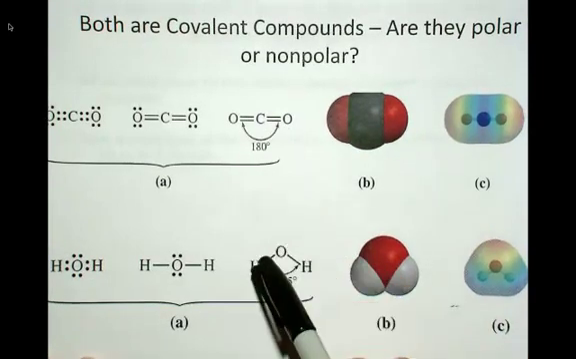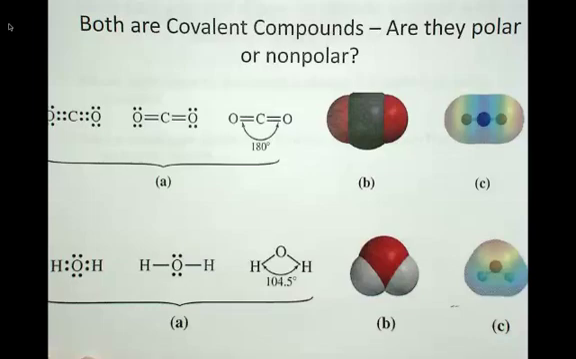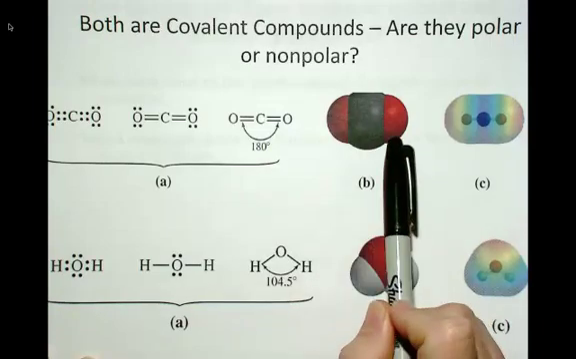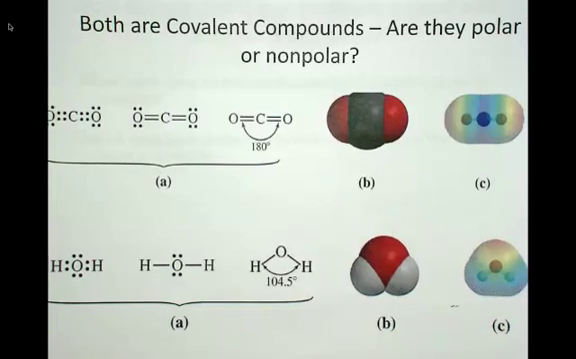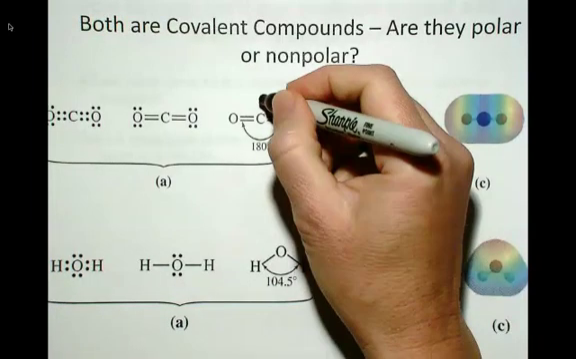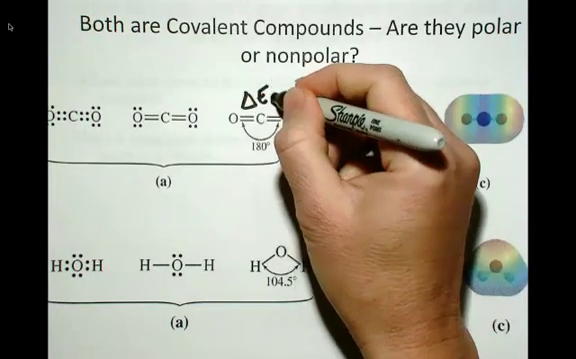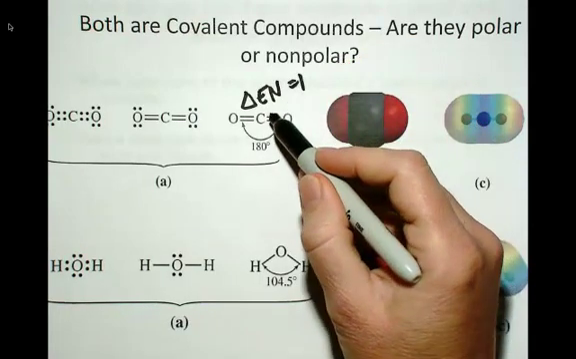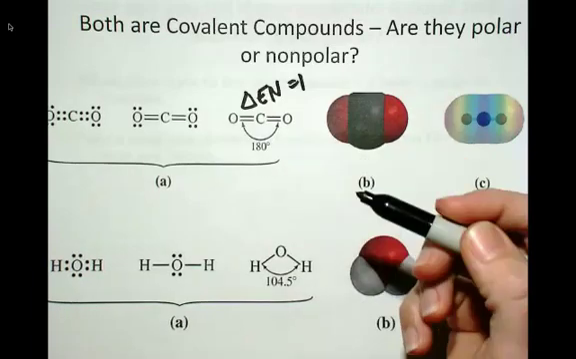Are the bonds within the molecules polar? Because in order to have a polar molecule, you have to have the bonds to be polar within the molecule. And the electronegativity value for carbon is 2.5 and oxygen is 3.5. So the difference in electronegativity here is going to be 1. So that's more than 0.3. So yes, this is a polar bond and this is a polar bond.